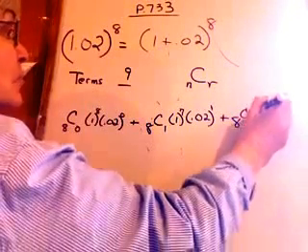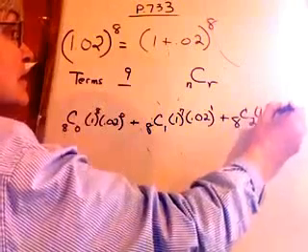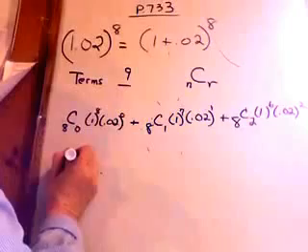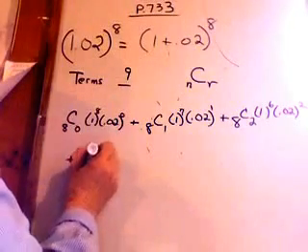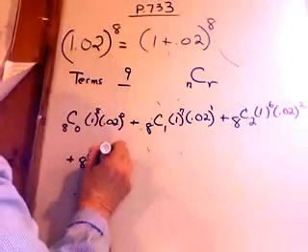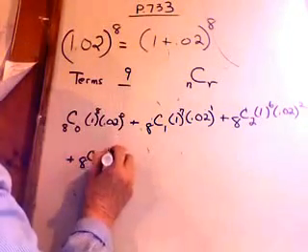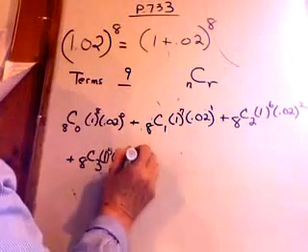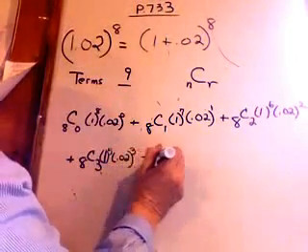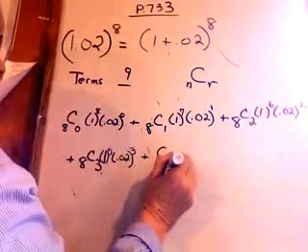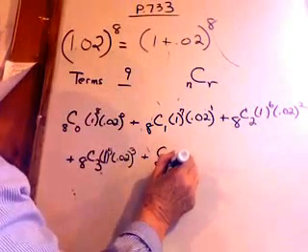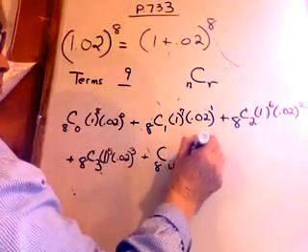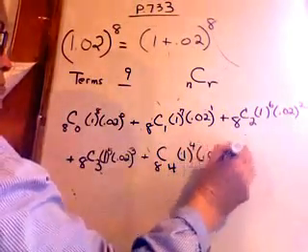8C2, 1 to the 6th, 0.02 to the 2nd. I'm going to continue down here, plus 8C3, 1 to the 5th, 0.02 to the 3rd, plus 8C, what's next? 4, 1 to the 4, 0.02 to the 4.